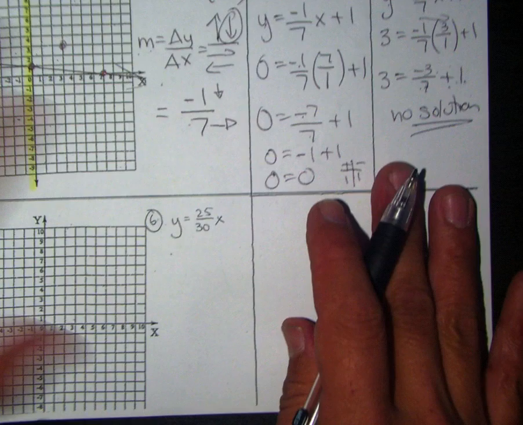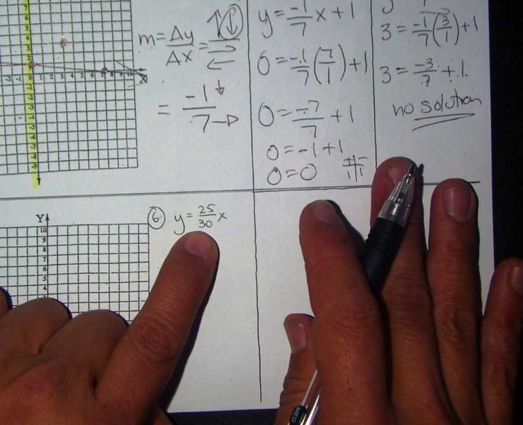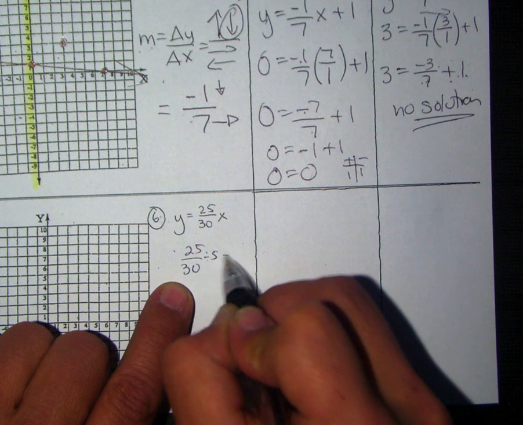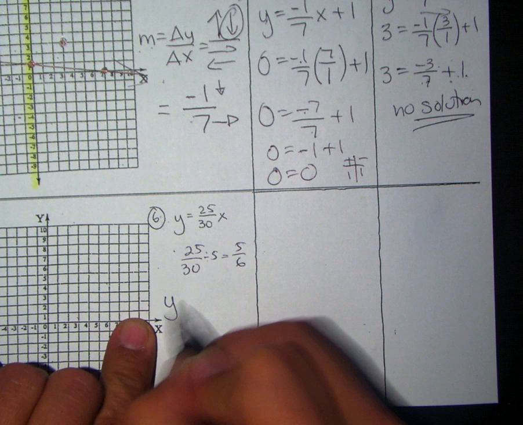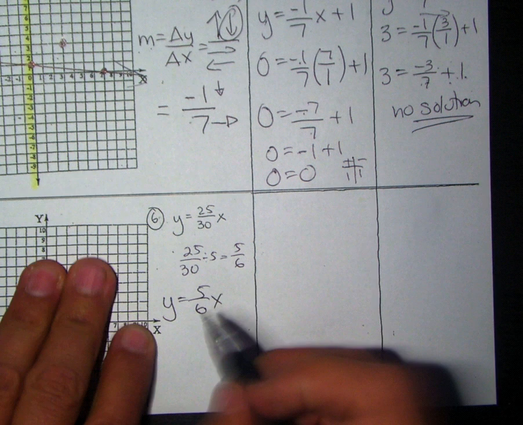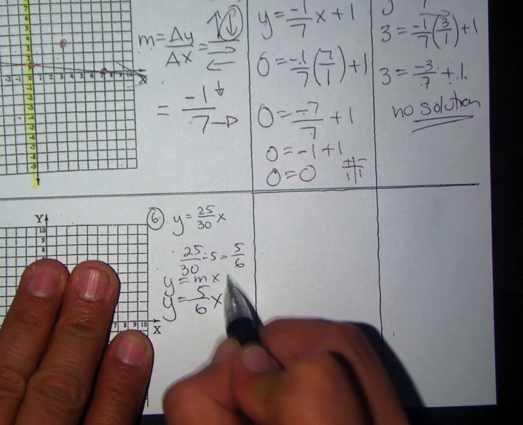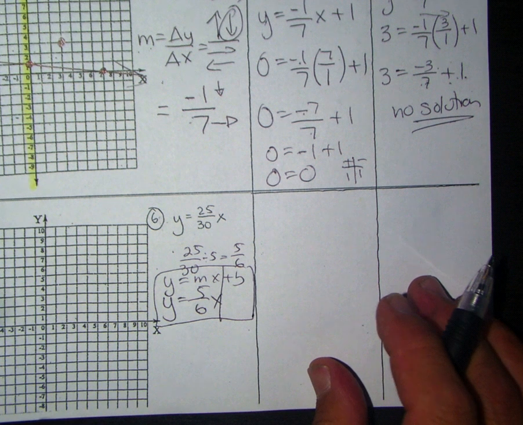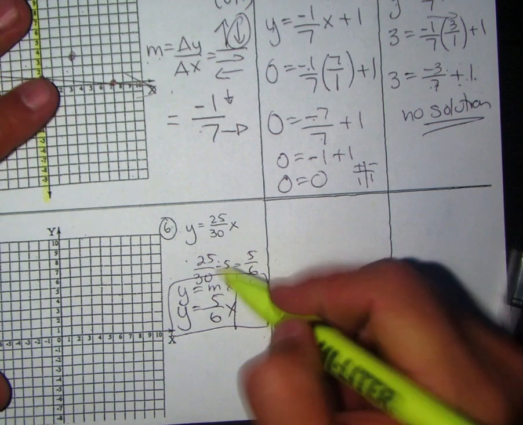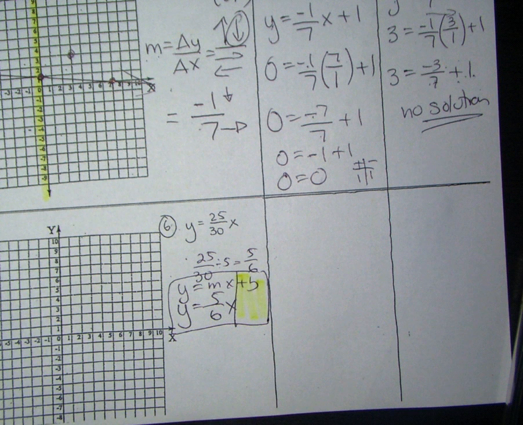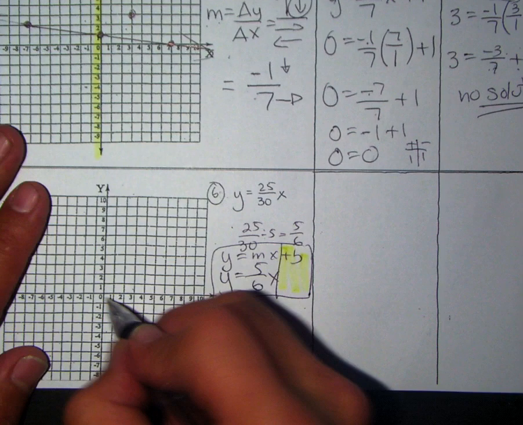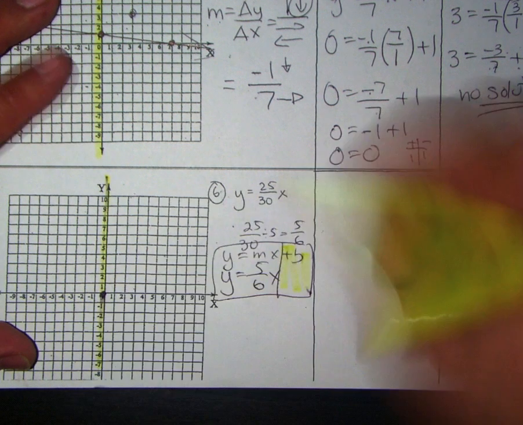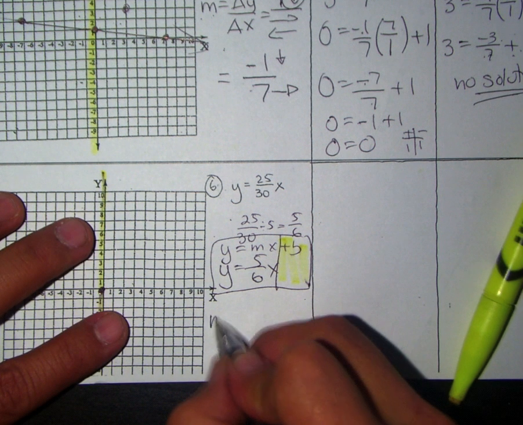And then the next one, we can't do anything, but we're going to have to rewrite this. So I need to simplify 25 over 30. I need to rewrite this equation. Divide by 5, 5 over 6. So my new equation is y is equal to 5 over 6x. Y is equal to mx plus b. What's your b? Yeah, 0. There's nothing right here. So there's your 0.